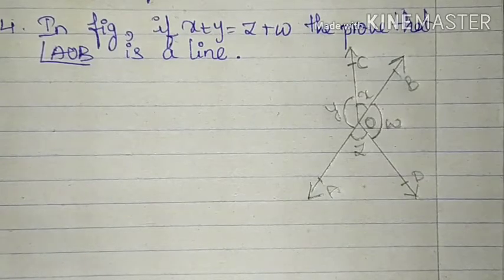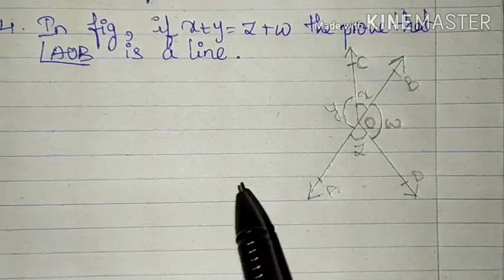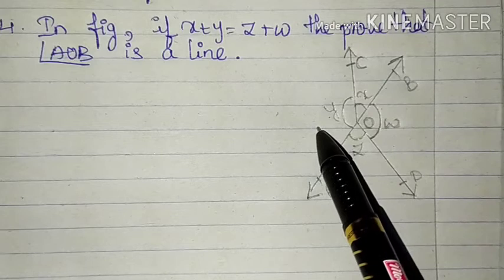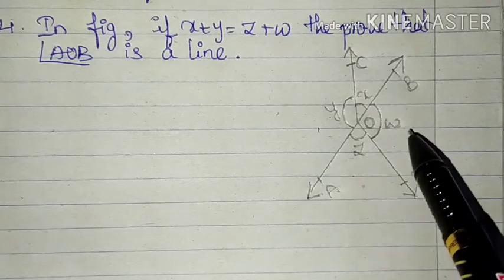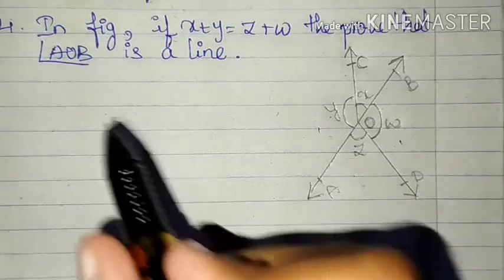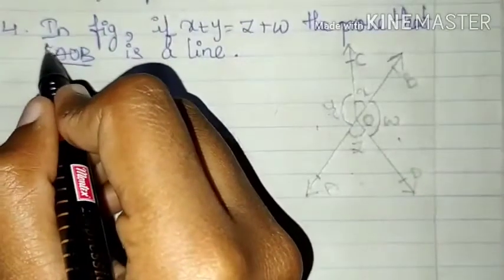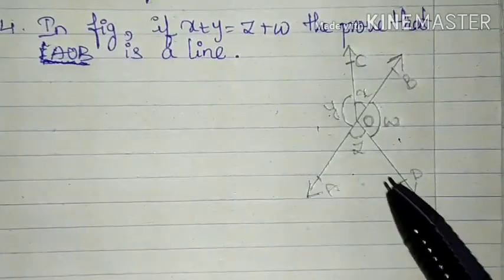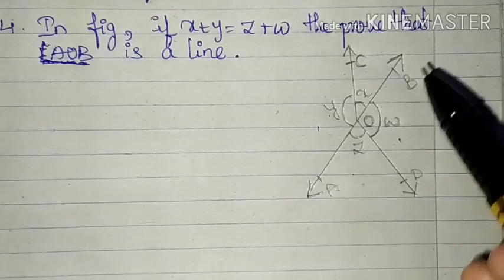So in question 4, in the figure, if x plus y, that is angle x plus angle y, is equal to angle z plus angle w, then we have to prove that AOB is a line. We have to show that AOB is a straight line.